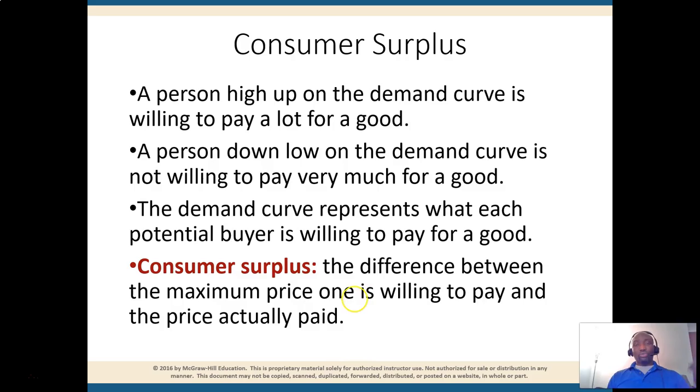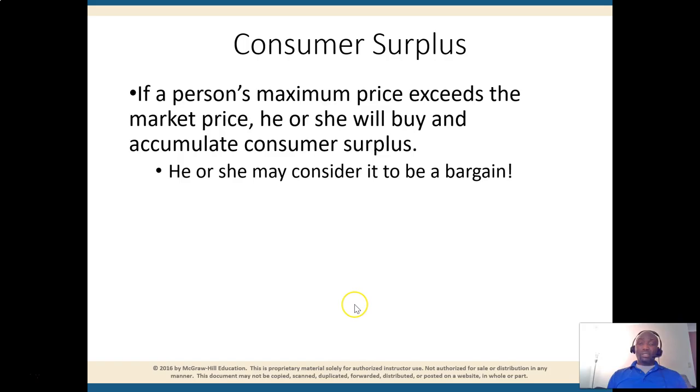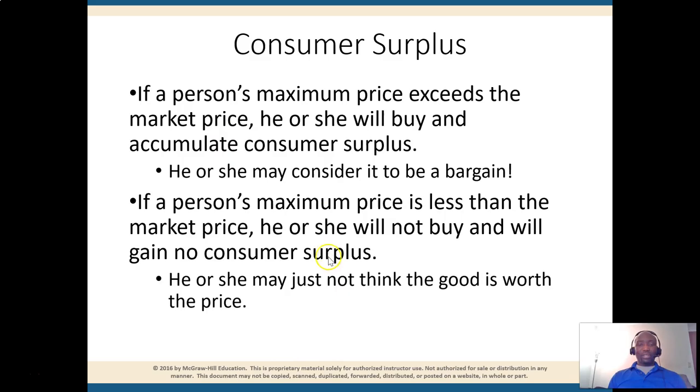Okay, so consumer surplus is just the difference between what you're willing to pay and what you actually pay. So if what you actually pay is lower, then it's good. If a person's maximum price exceeds the market price, then you have a benefit. But if it's less, then you're not going to buy it. So that's what this says.